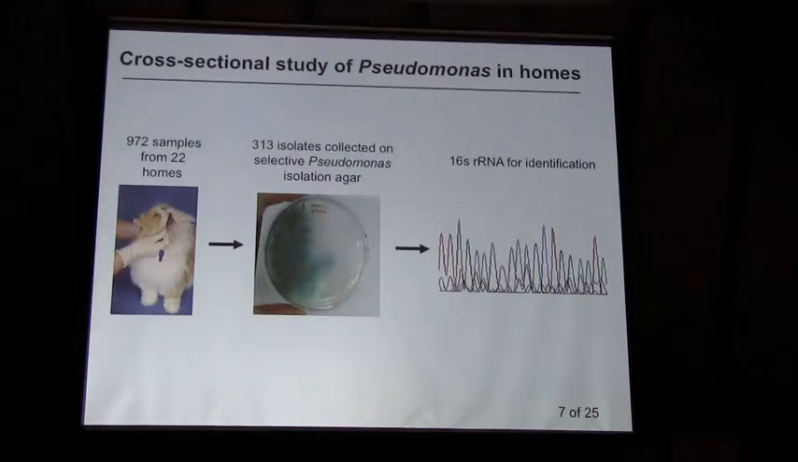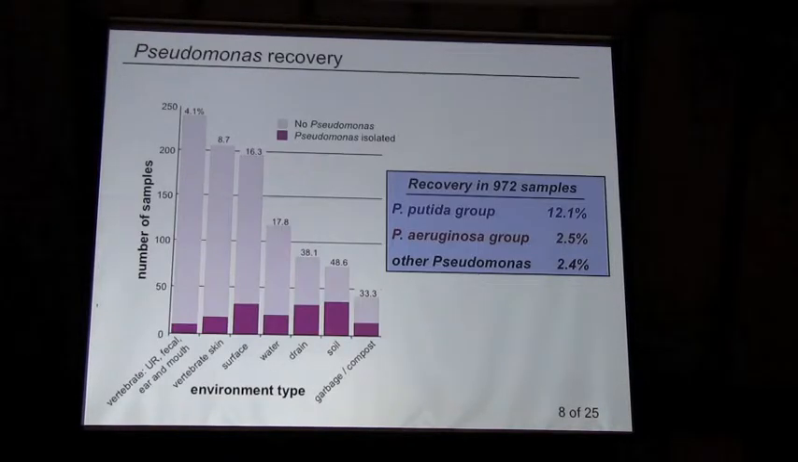In this cross-sectional study, it was really a preliminary study. We looked at 972 samples from 22 homes, each home sampled once. And using Pseudomonas isolation agar, which is another thing that's very convenient about Pseudomonas, it's easy to isolate, we have 313 isolates, which we now identify through 16S sequence. I've taken those 150 sites and binned them there on the left into seven categories. Our MD collaborator hates this one on the left, which we call inside vertebrates, because there's such low yield there. What you can see is the total number of samples taken in each of these different types of places, and then what we get back in terms of Pseudomonas, and this is all Pseudomonas. We have rates of recovery from as low as 4% for inside vertebrates to close to 50% in soils.